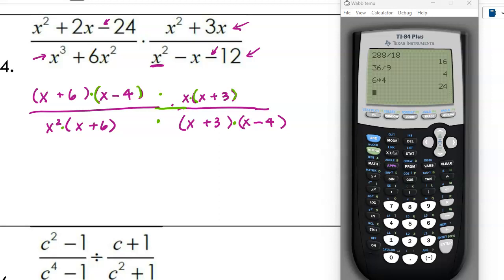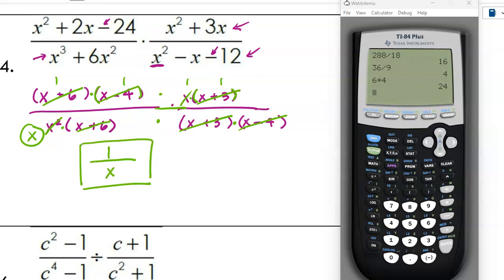Okay, so go ahead and let's start simplifying. So we have an x. We have an x in the denominator. X minus 4 crosses out with x minus 4. X plus 6, x plus 6, x plus 3, x plus 3. We just have this one x, and all of these turned into 1. So we have 1 over x, and that is our final answer.